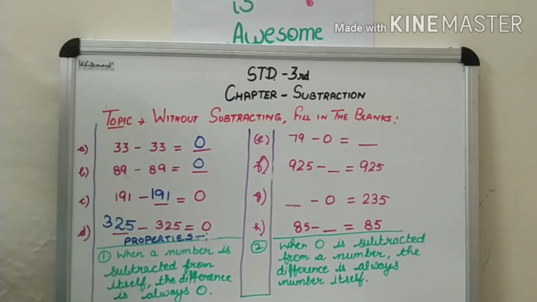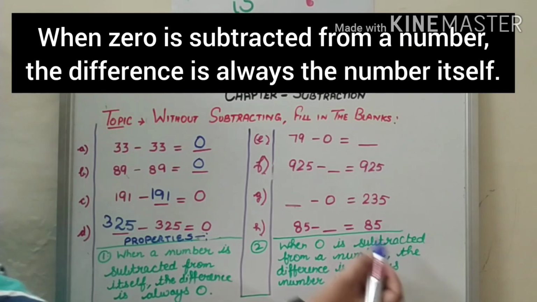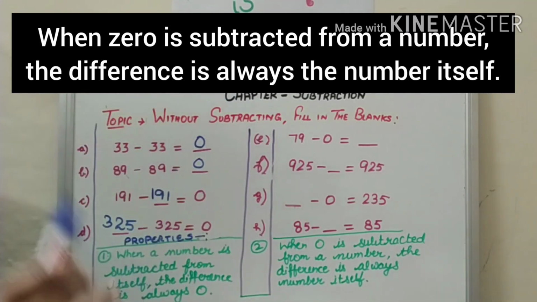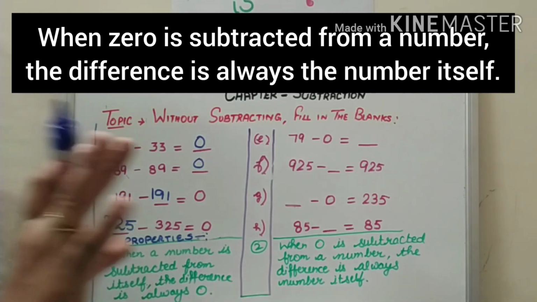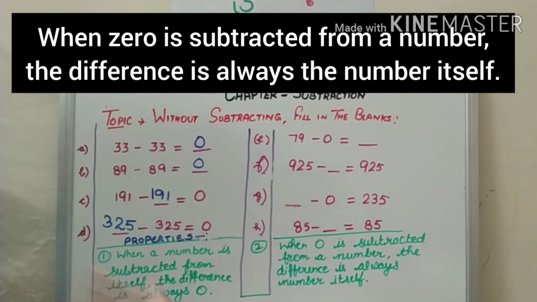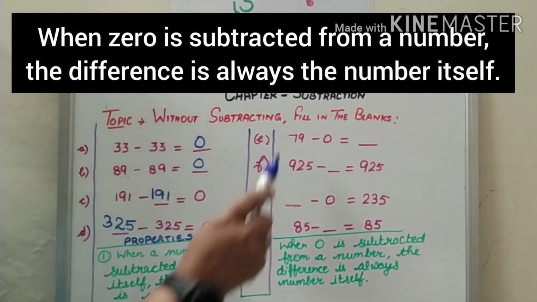Okay, children. Now the second property: when 0 is subtracted from a number, the difference is always the number itself. For example, in a room there are 5 persons and no one went. So how many persons are there? Of course, 5 are there only. 0 means nothing. So what is the property? When 0 is subtracted from a number, the difference is always the number itself.